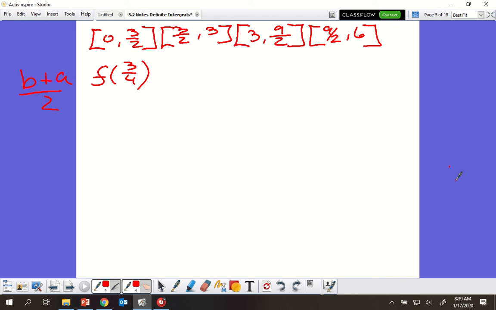So it should be b plus a divided by 2 to find the average, right? So this is going to be 6 over 2, so that's 9, right? So it's going to be 9 over 2, and it's 9 over 4 as the midpoint, right? Next one.